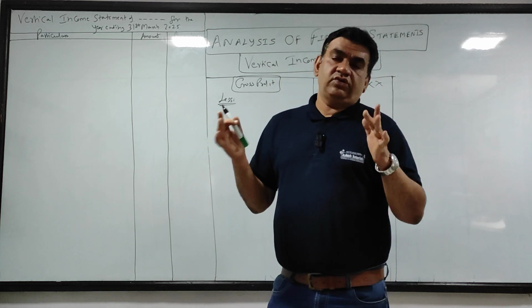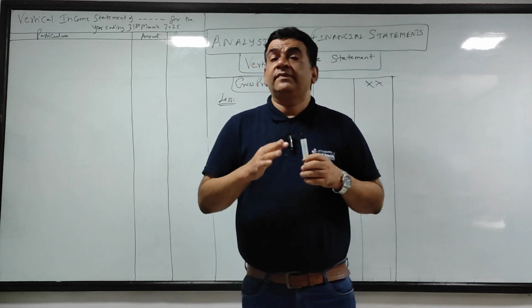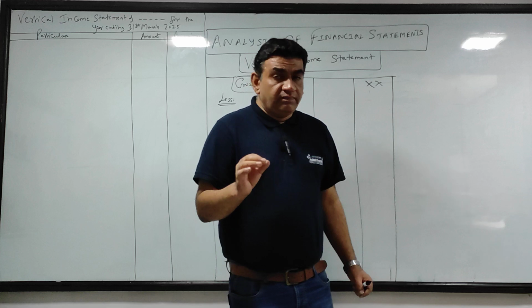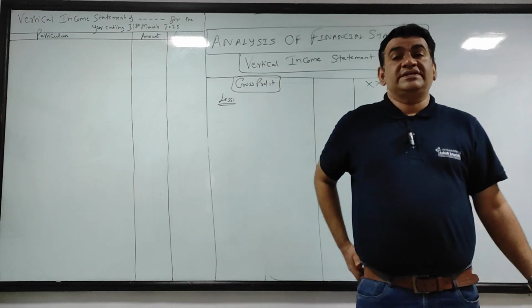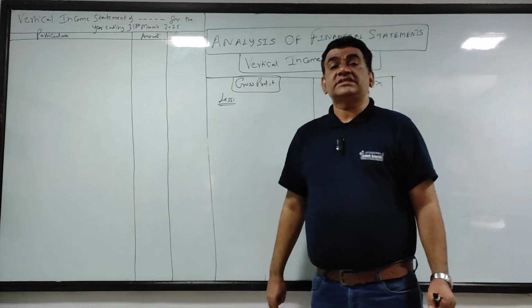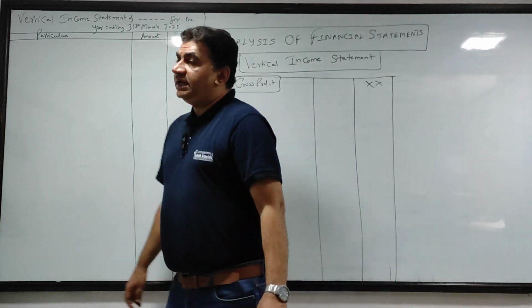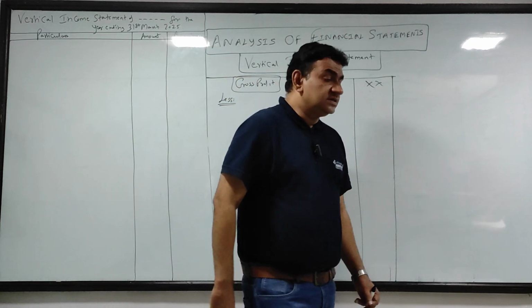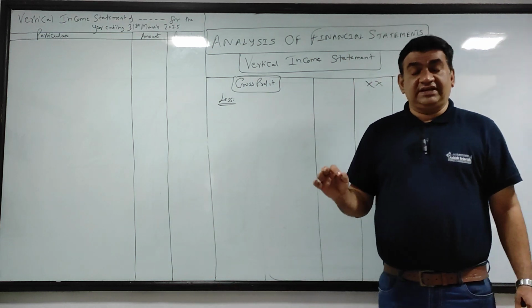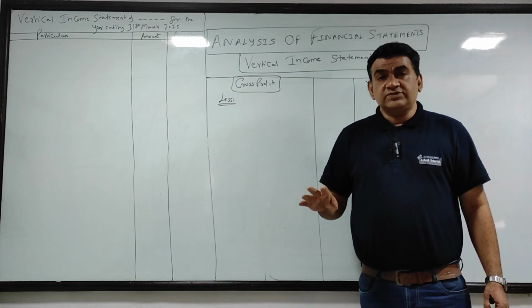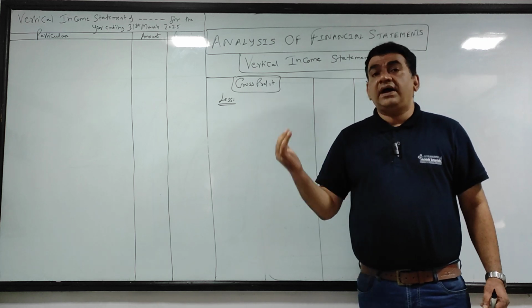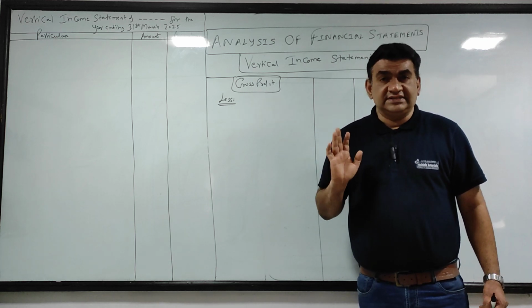The difference between the two, I don't know how many of you will recollect from FYJC. Operating expenses are those expenses which are a part of your regular day-to-day business activities. And non-operating expenses are related to business, but they are not a part of your day-to-day business activities.